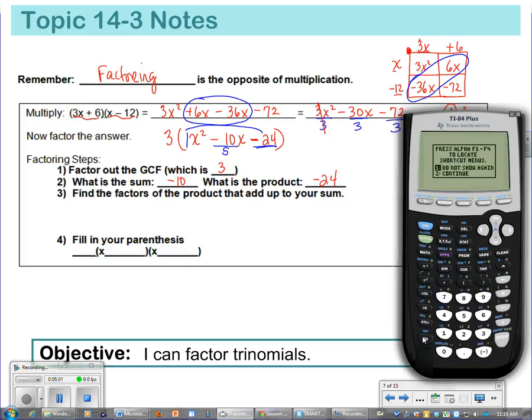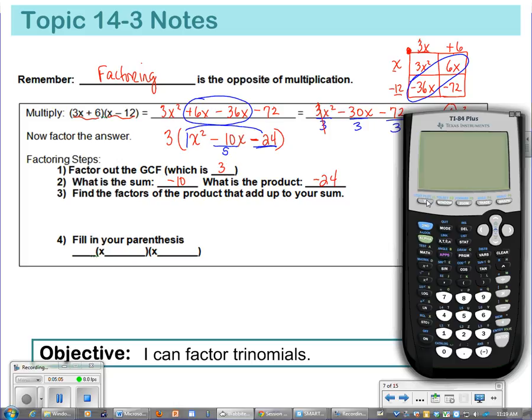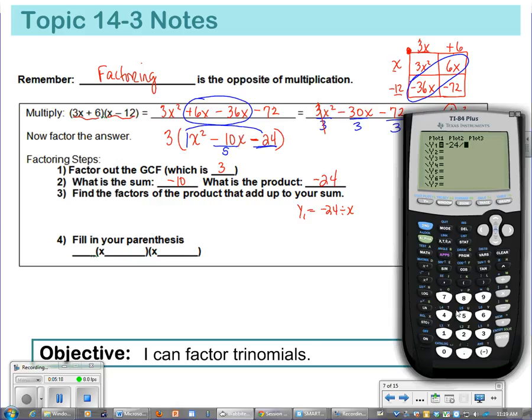And some of you might be able to figure out those two numbers without a problem, but if you can't, we're going to use our calculator. Using your calculator, you go to Y1, and in Y1, we're going to put in our product, which is negative 24, divided by x. So I type in negative 24 divided by x. And when I do this, if I was to go to my table at this time, this would give me all the factors, what two numbers I can multiply together to get me negative 24. So it's giving me all the factors of my product.